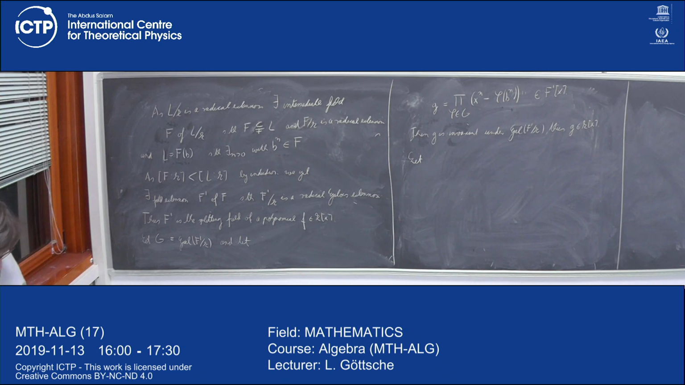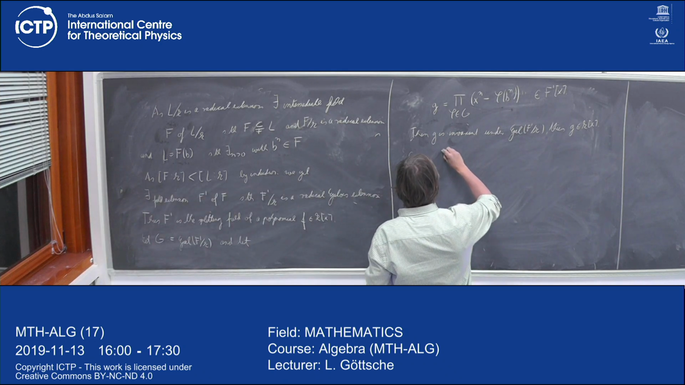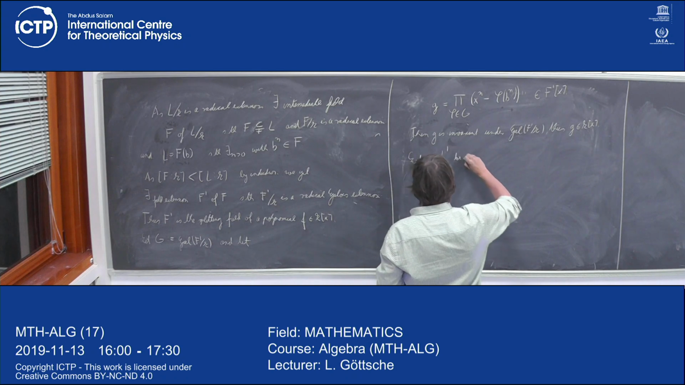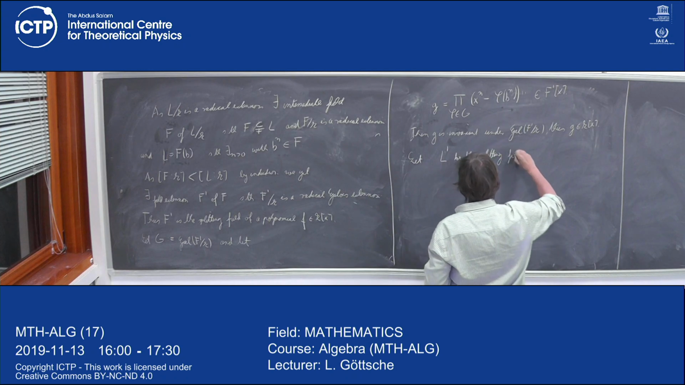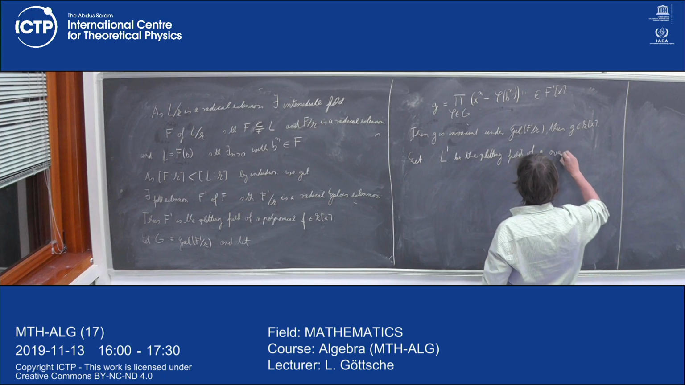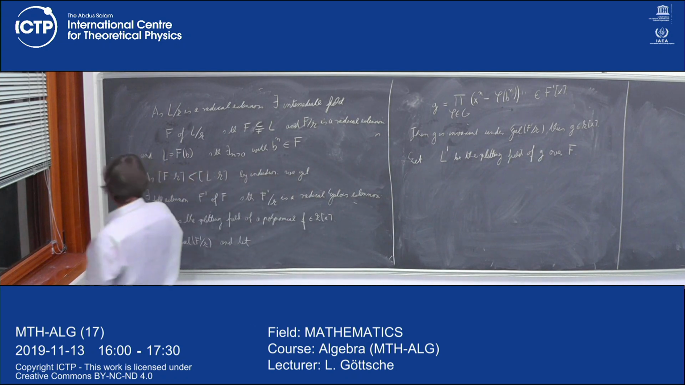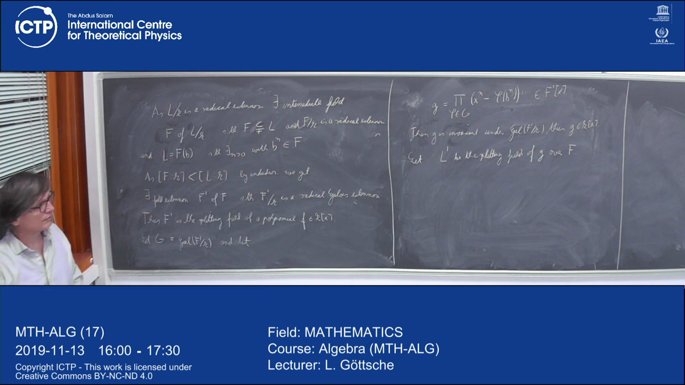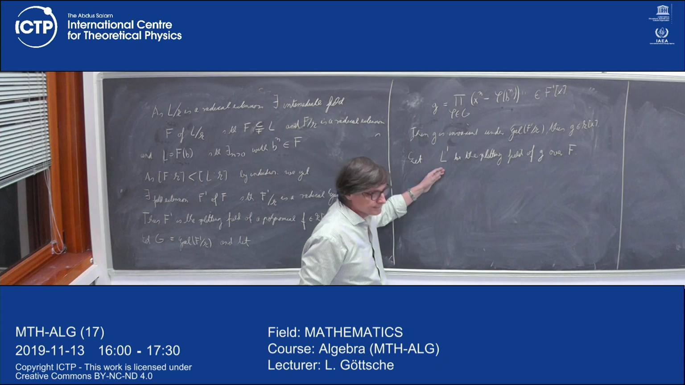It says over F. Let's see. Yeah, I think so. So we take the splitting field of this polynomial over F. So let L prime be the splitting field of G over this field F. And we claim that this will be the one that we want. So this is now a radical Galois extension which contains our F.